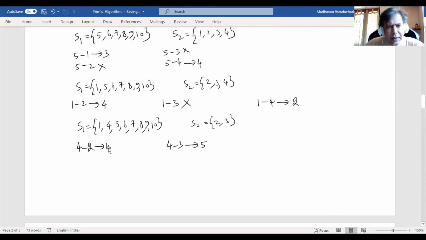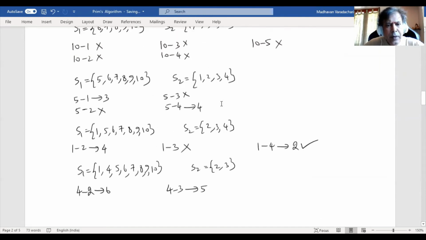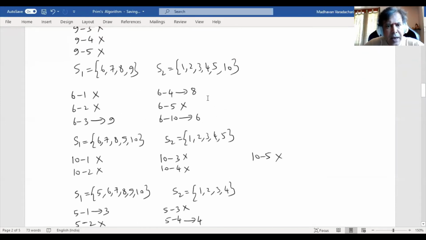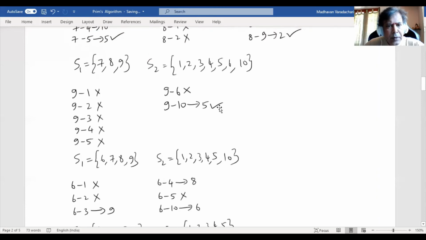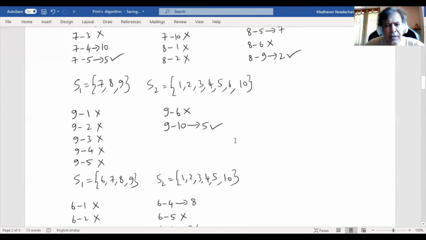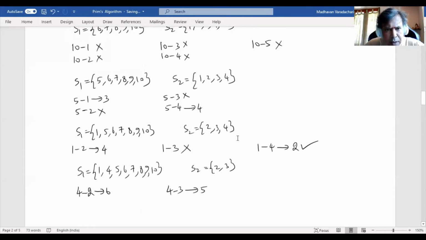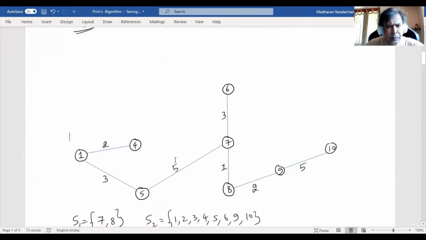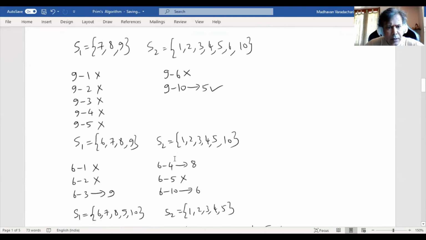5, 6. Then we have this 1 to 4. We have already done it. Let me put tick. 5, 6, 4, 3, 4. Till now 3 is the least. 6, 9, 8. Then 7, 10. That means 3 is the least. What is that 3? Actually speaking, 5 to 1. 5 to 1 is possible or not? Already we did 5 to 1.